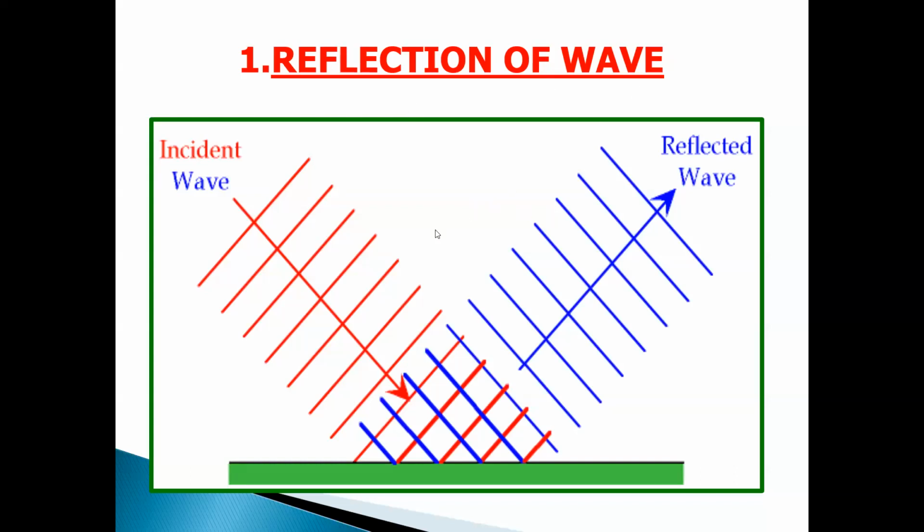For reflection of a wave, let's say this is the wavefront, the crest lines of a water wave. It's moving towards a flat reflector, the green one here. So this will be the incident wave moving towards the reflector and it is reflected. This is how the diagram looks for reflection of a wave. But this one is so simple.